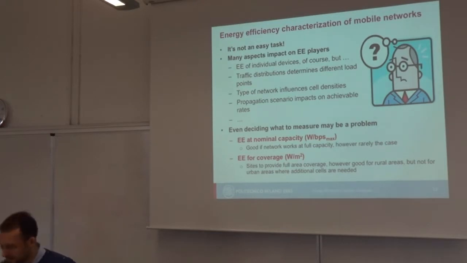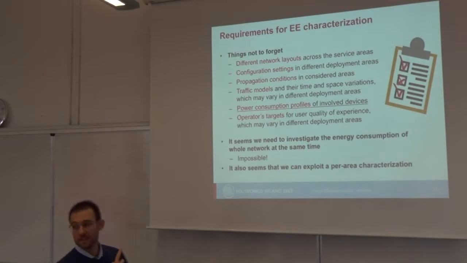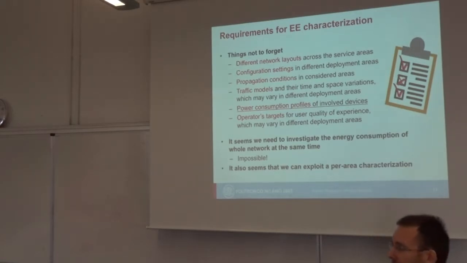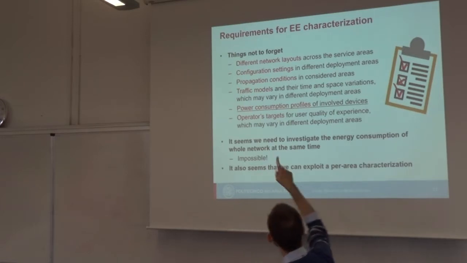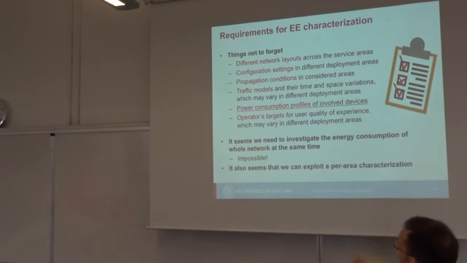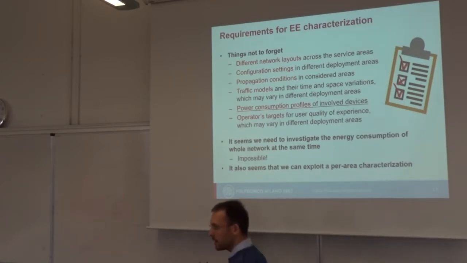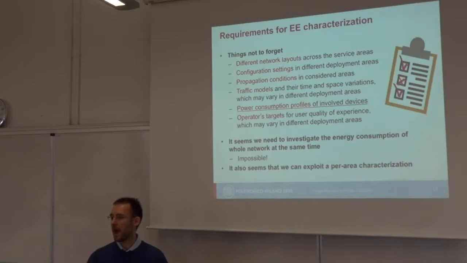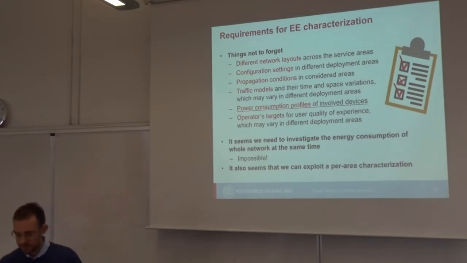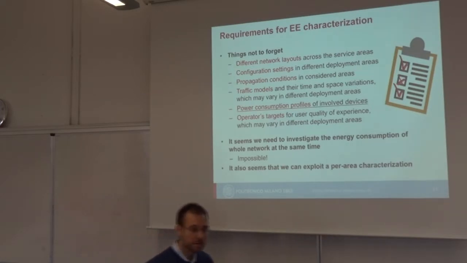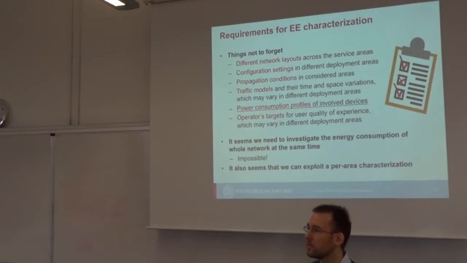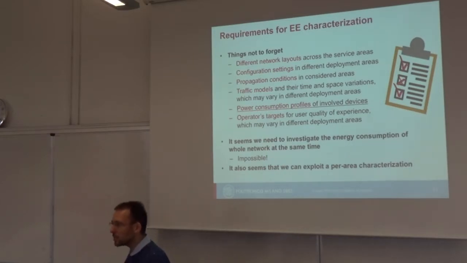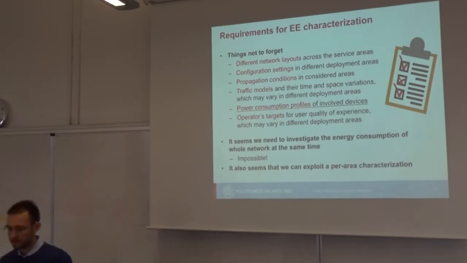So what do we have to do in the end? We have to consider these things whenever we talk about energy efficiency. If you want to correctly measure the energy efficiency of one network, you have to investigate over these points. First, in different areas of your network, you may have different layouts, and you have to apply the right layout to the right type of object. Second, even if you have a similar layout, you may have different configuration sets for different areas, because you may have different parameters to set optimally.